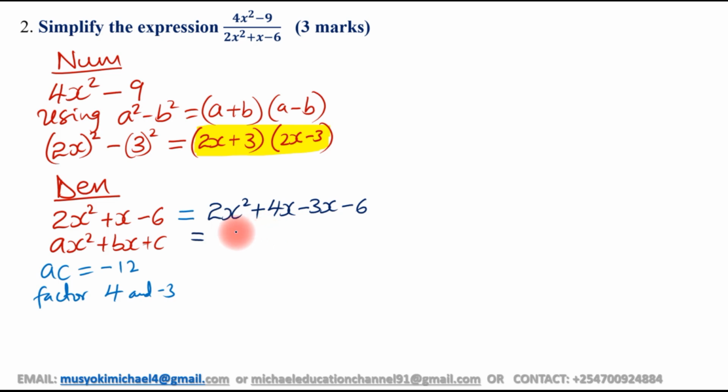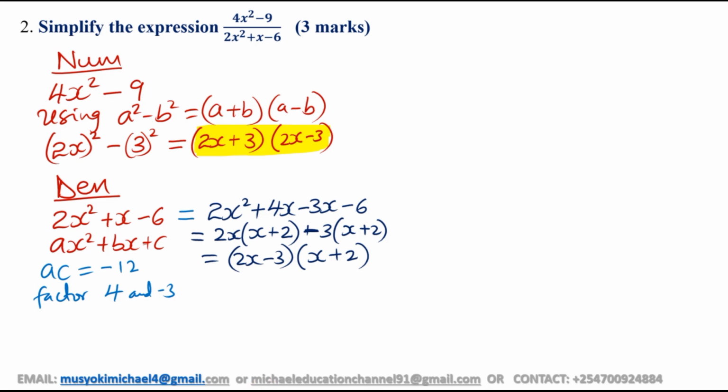We take them in pairs and then factor out. 2x is common, so 2x squared divided by 2x is x, then plus 4x divided by 2x gives 2. Then minus 3x minus 6: minus 3 is common. Minus 3x divided by minus 3 gives x, and minus 6 divided by minus 3 gives plus 2. So this can be written as 2x minus 3 multiplied by x plus 2.